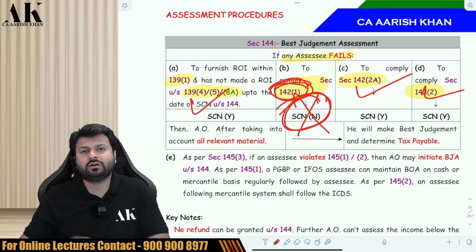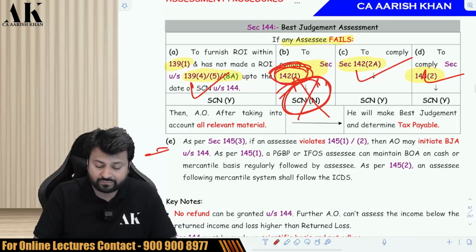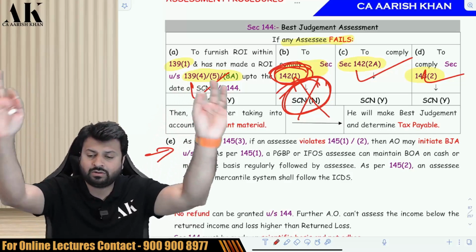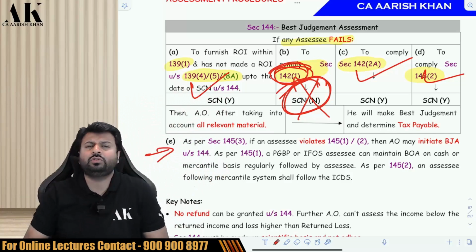There is one more reason because of which he can do best judgment assessment, which we have learned in PGBP, that if you do not follow 145(1) and 145(2), then as per 145(3), AO has the power to do best judgment assessment.